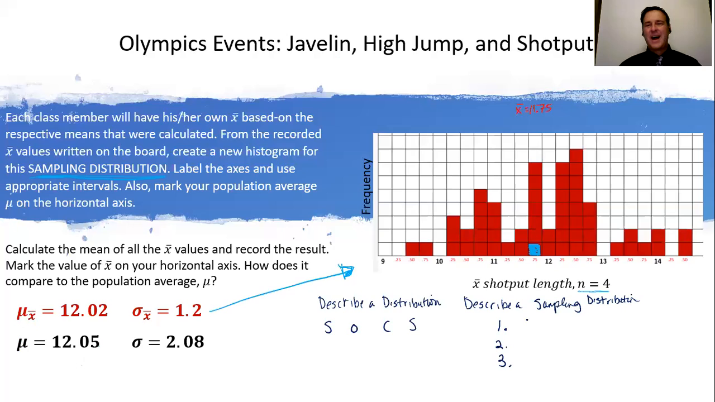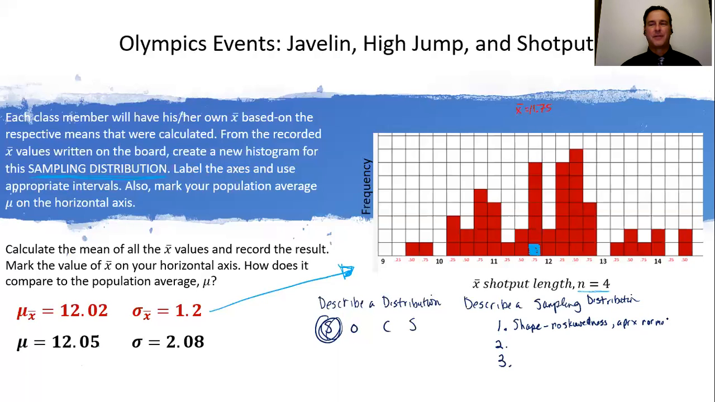The first, I want you to describe the shape. And you're like, well, that's not different. That was the first thing before. And you're right. I'm going to look at the shape and ask myself, is there any skewness here? And as I look at that, I don't think I see any skewness. So maybe I'll write that, no skewness. It is approximately normal.